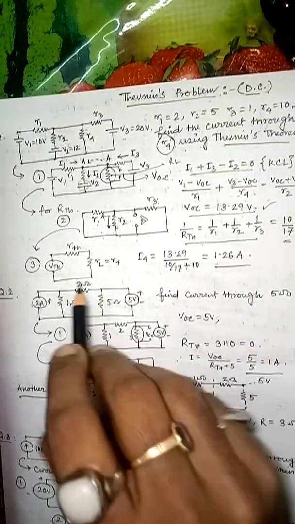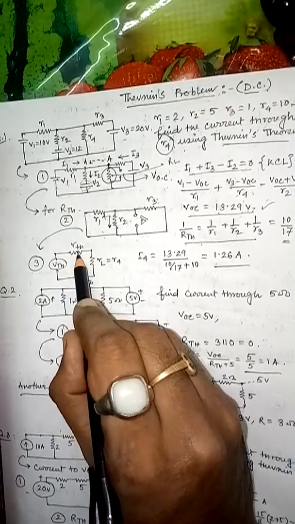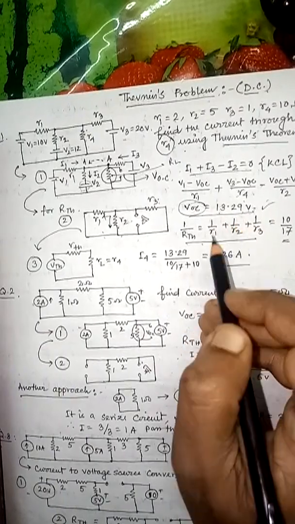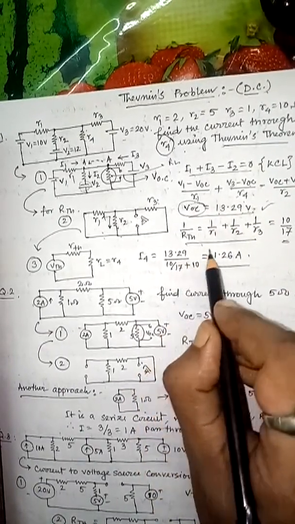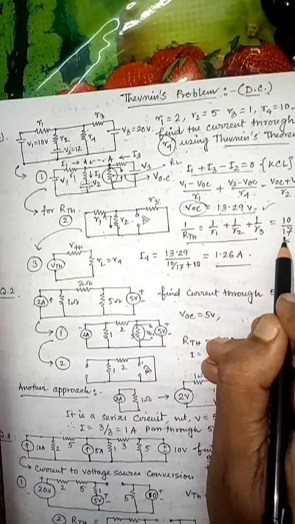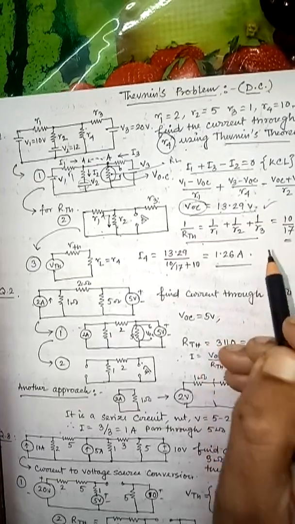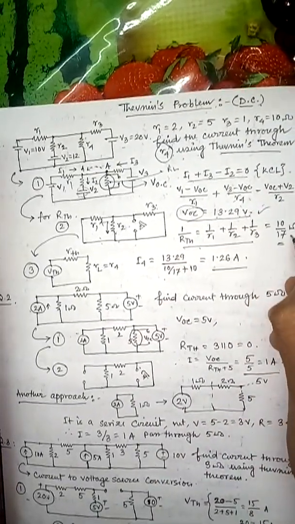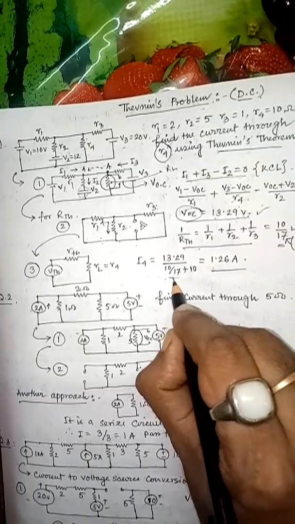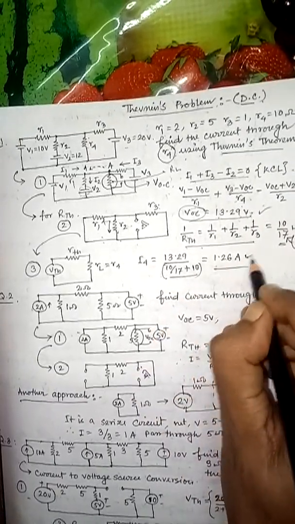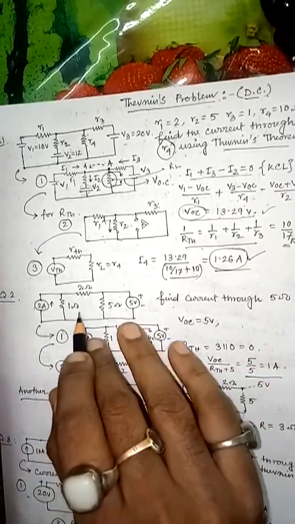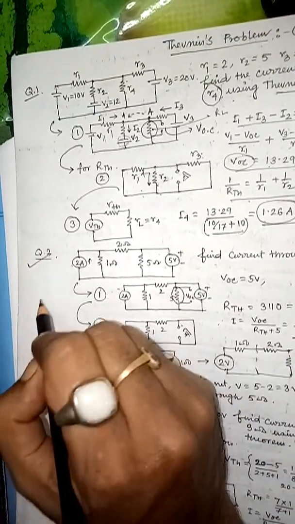So what is the final circuit here? That is VTH, this is RTH, this is RL. The VThevenin you have calculated as 13.29, so just divide it by RL plus RTH. RTH here is 10 by 17, so that is 10 by 17 plus 10. If you use this, finally the value will come as 1.26 ampere.